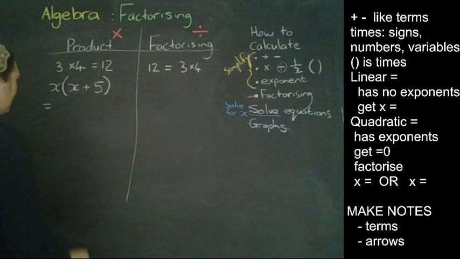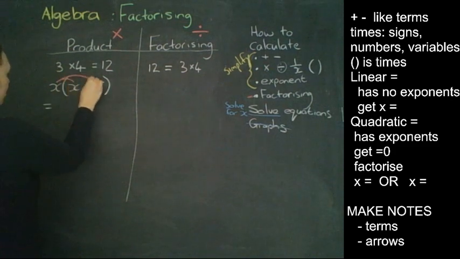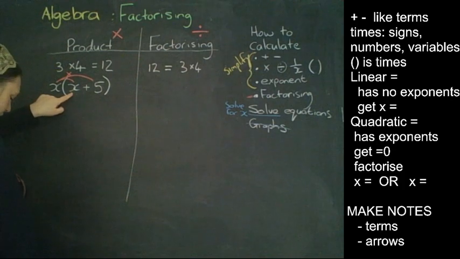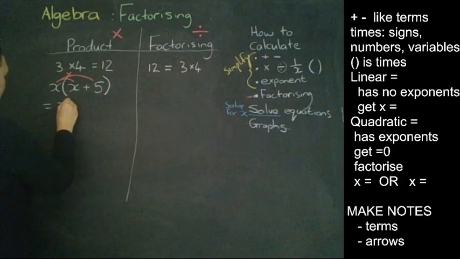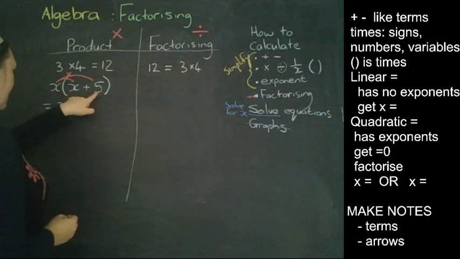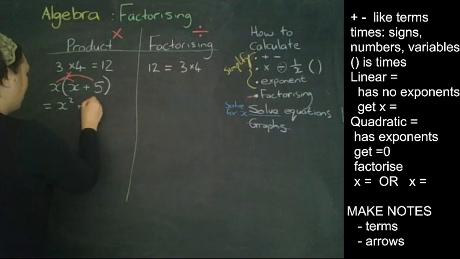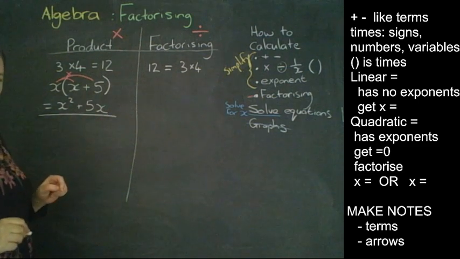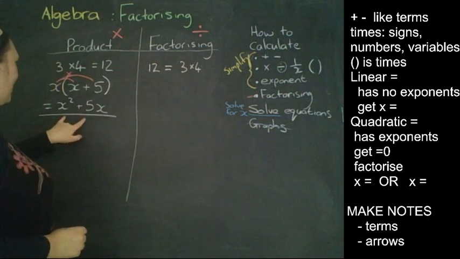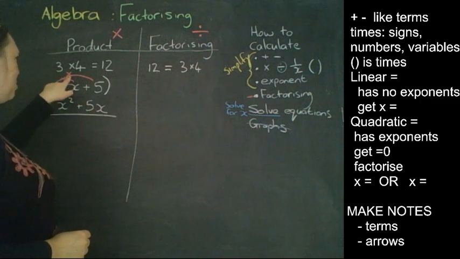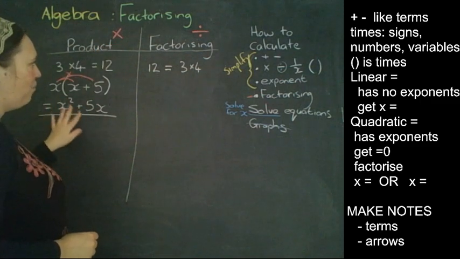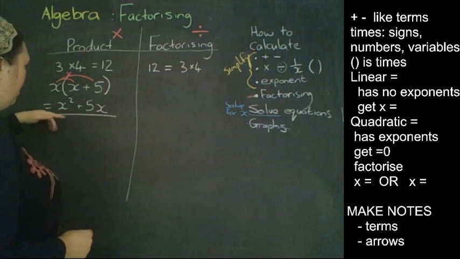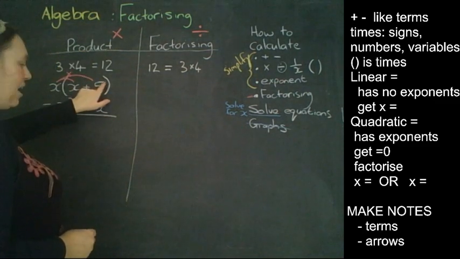Remember we have brackets, so it's distributive law. Brackets means times, so we multiply it into this one. X times x is x squared. X times positive 5 is positive 5x. And that's our answer. Okay, now this was a product. We multiplied. Now factorizing is basically starting with a question on this side and moving to the brackets.